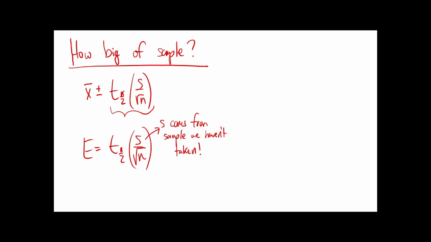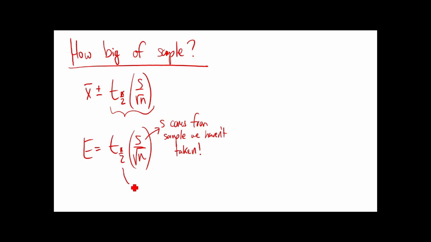That's one problem. So that's kind of a big issue, right? It relies on a standard deviation which comes from the sample, but you haven't actually taken the sample yet. You're trying to figure out how many people to sample. So that's a problem.